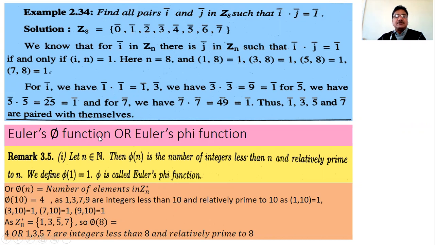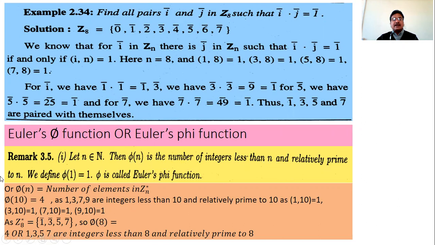Then Euler's function phi. What is the meaning of Euler's function phi? So the definition is also important. Let n belong to N, meaning n is a natural number: 1, 2, 3, 4, 5. Then phi n is the number of integers less than n and relatively prime to n. And we define phi 1 separately as 1. So this is the definition: phi n is the number of integers less than n and relatively prime to n.